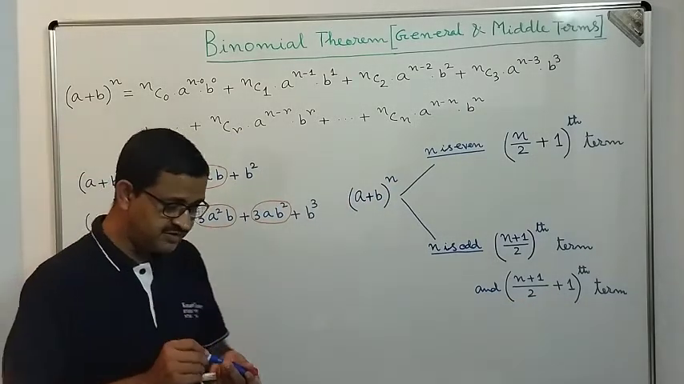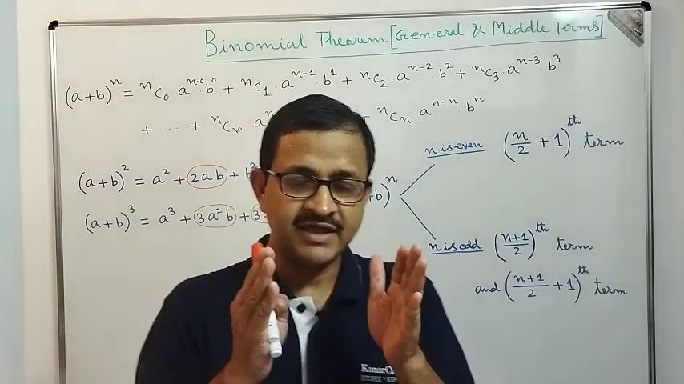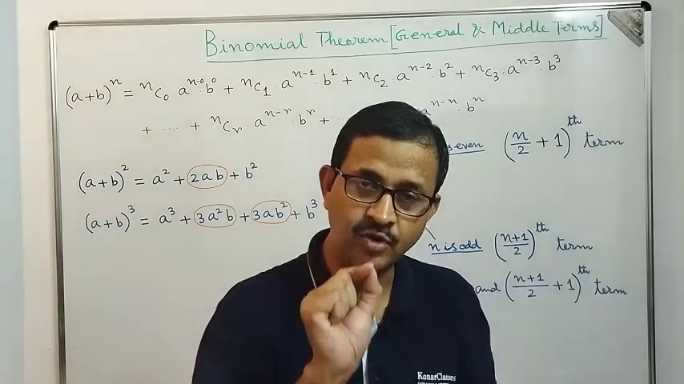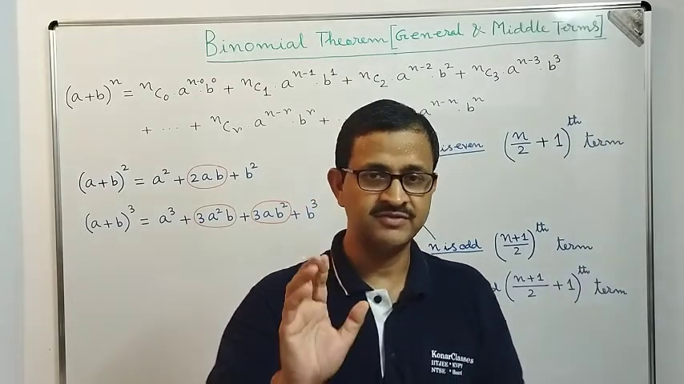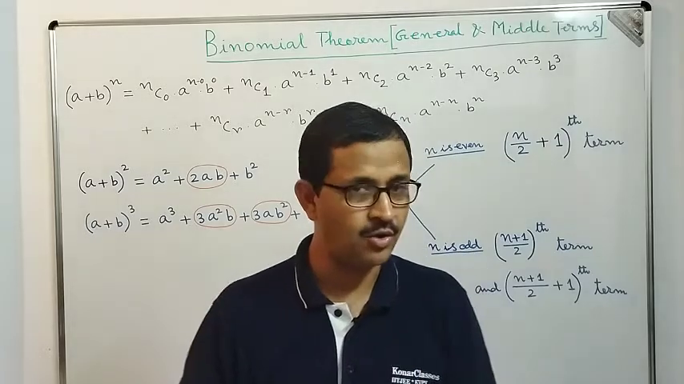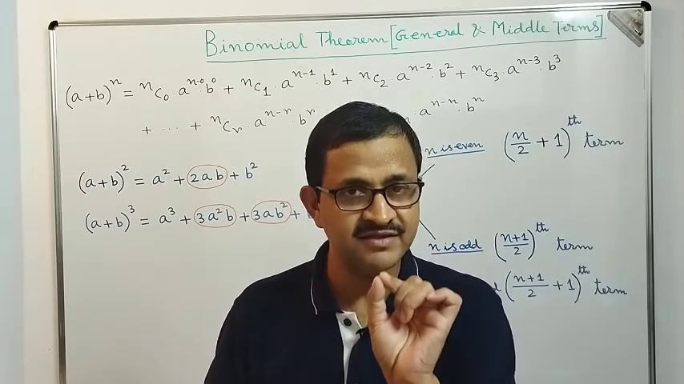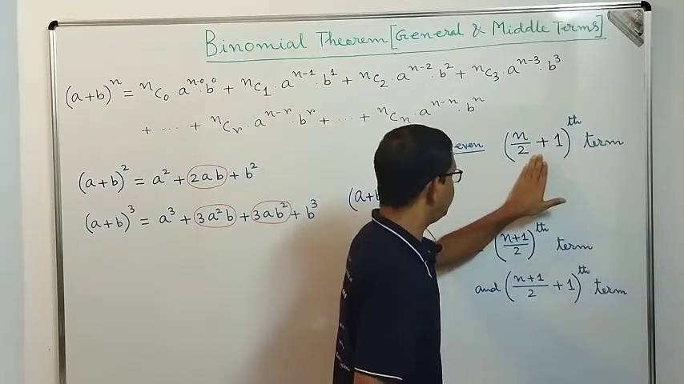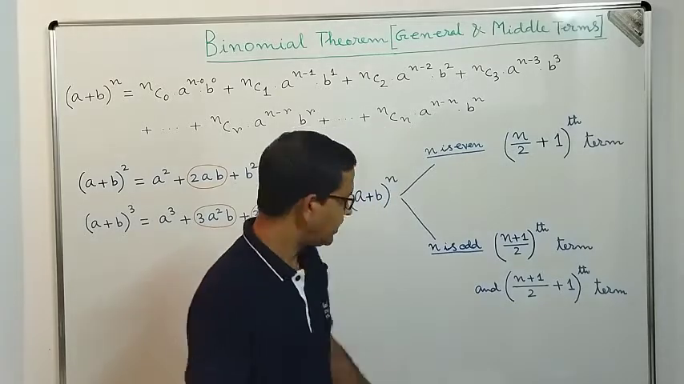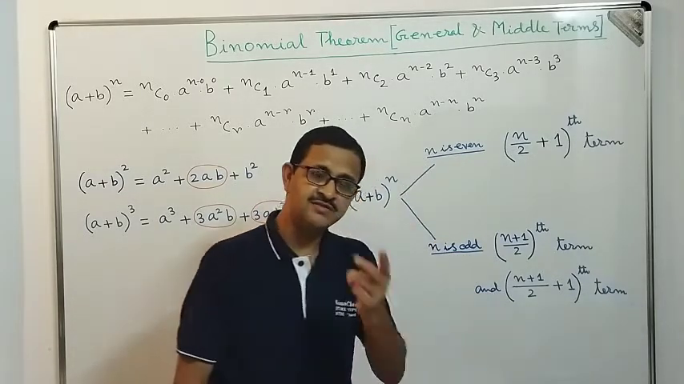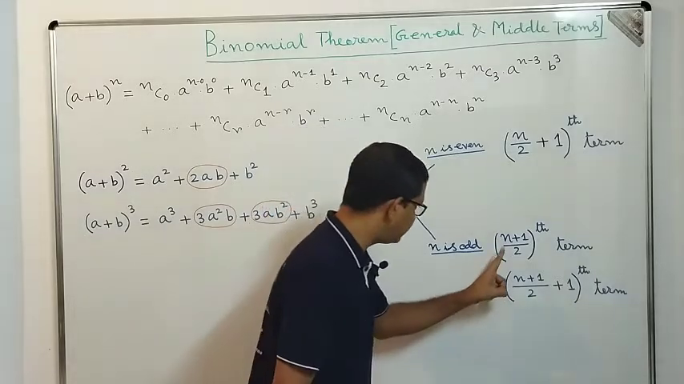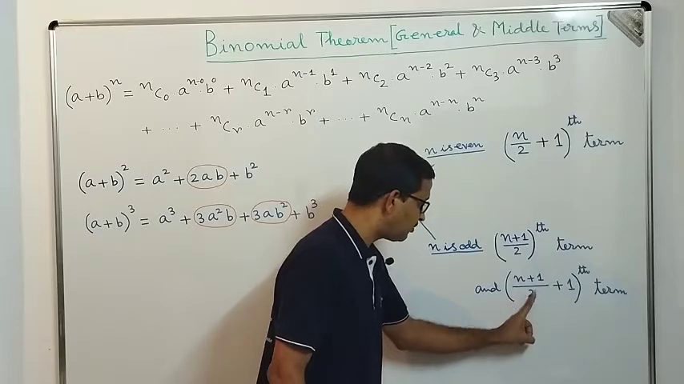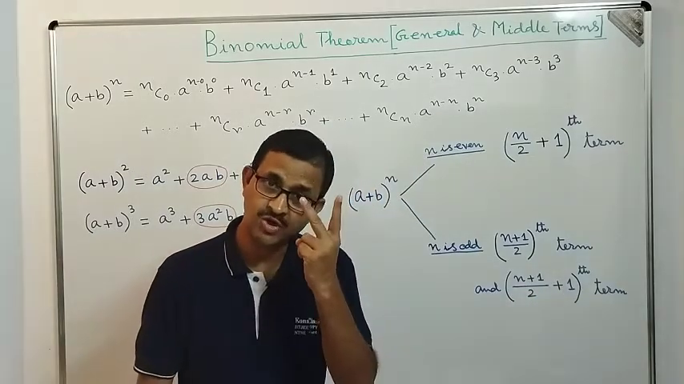So what we see, dear students, is that in the expansion of (a + b)^n, depending on whether the value of n is even or odd, we decide the middle terms accordingly. If the value of n is even, then there is only one middle term, and that is the (n/2 + 1)th term. Now, if n is odd, then there are two middle terms. The first is the ((n + 1)/2)th term, and the second is the ((n + 1)/2 + 1)th term.